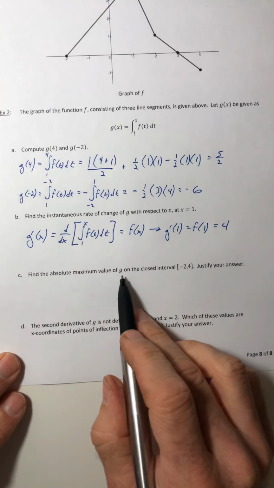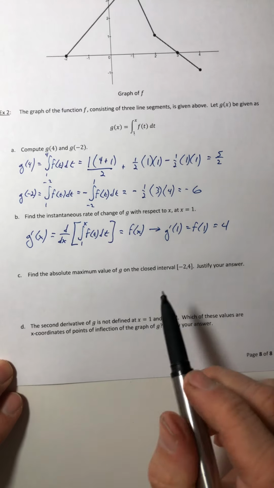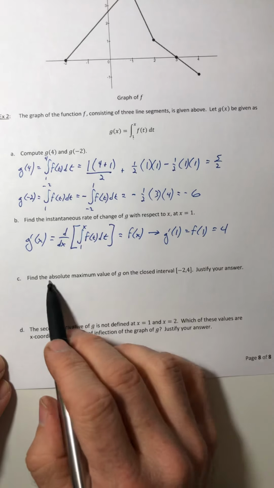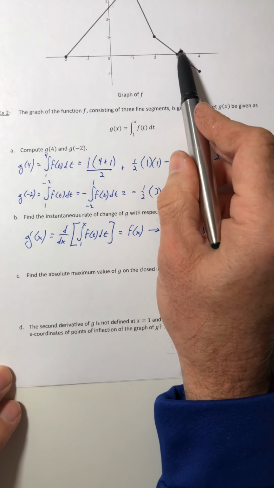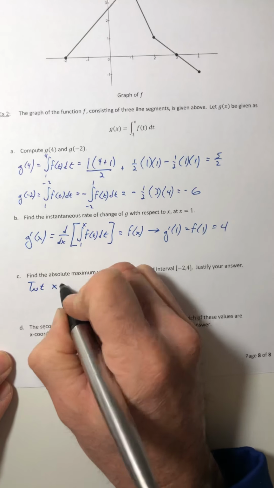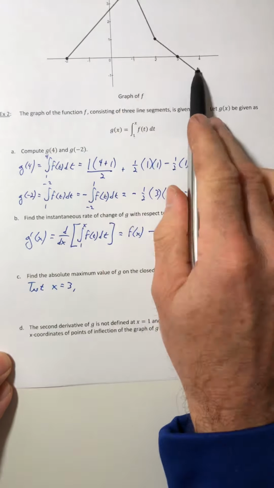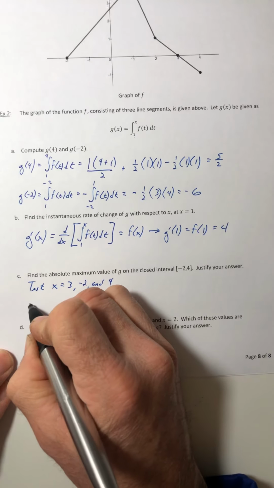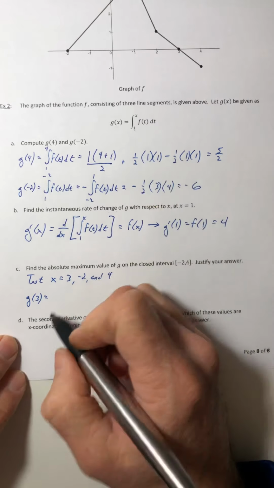Part C, find the absolute max of g from -2 to 4 and justify your answer. So I have to figure out where there's a relative max. I don't have to worry about a relative min because it's just the absolute max. So you don't worry about any minimums. I have a relative max at 3. But then I also have to test the endpoints of the interval, the -2 and the 4. So let's test and evaluate the 3. Plug the 3 in.